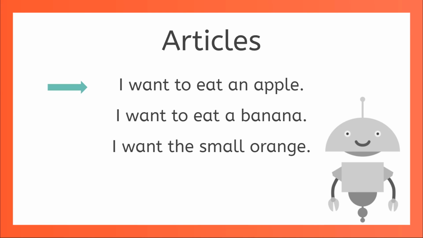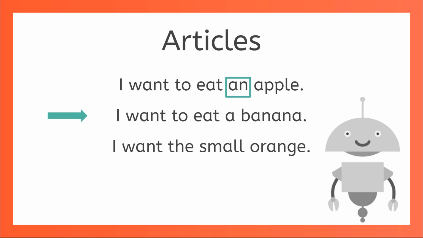Read the first sentence with me. I want to eat an apple. Our noun is apple. It is not specific, and it starts with a vowel. So the article is an. Next sentence.